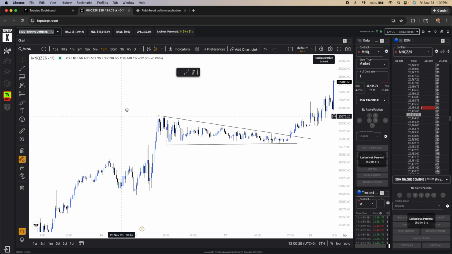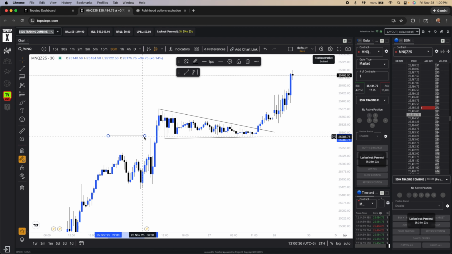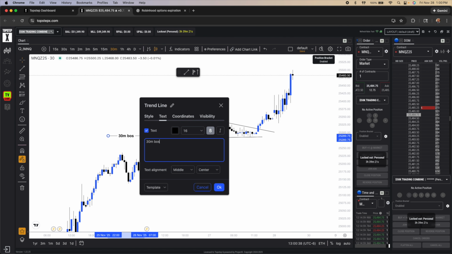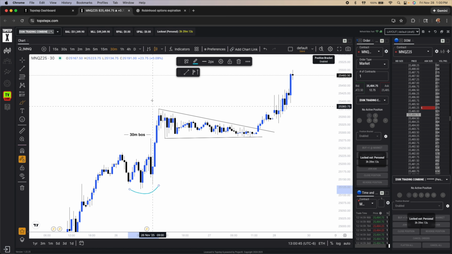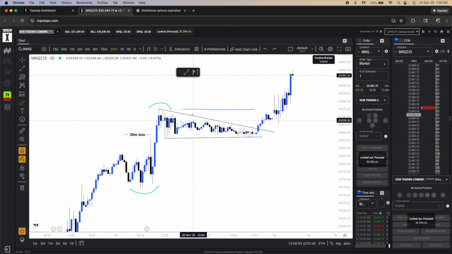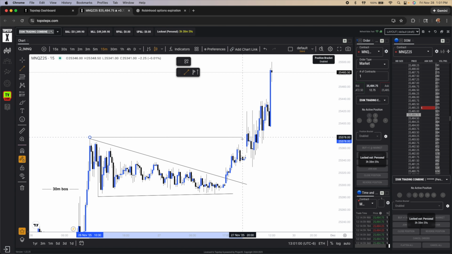But breaking this down, we have a 1 hour break of structure right here, and it's a little bit more clear on the 30-minute time frame. So we can put a 30-minute break of structure right here, and then you end up getting a consolidation within that range from this low to this high, and then we get a breakout right here, retesting the middle of the range and then going higher. So coming up further, we can see that we get a 15-minute break of structure right here, and then a 15-minute break of structure right here.